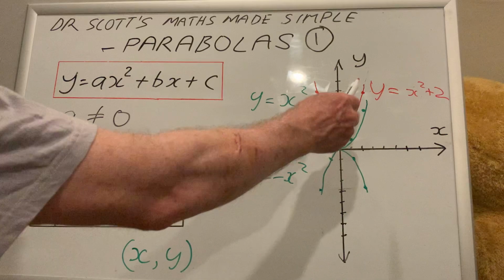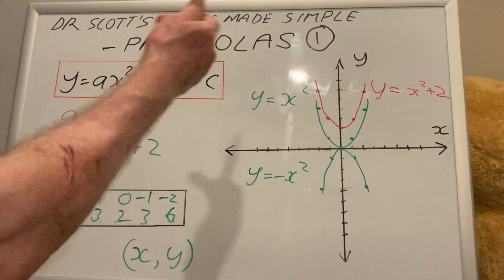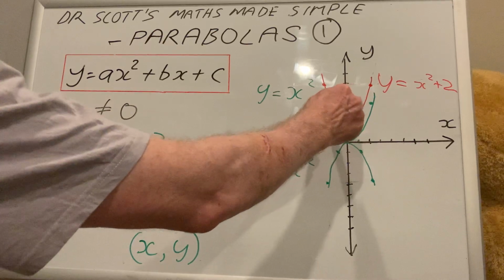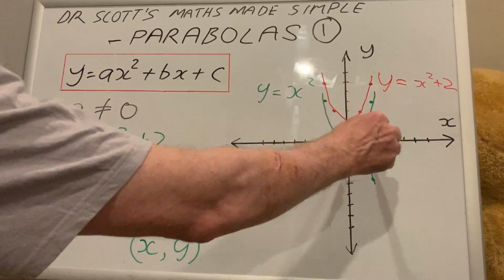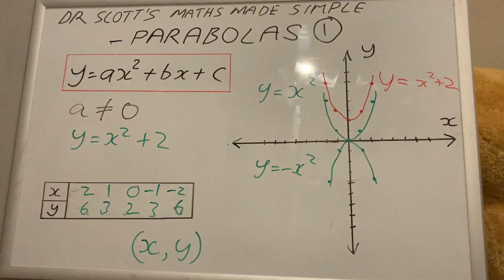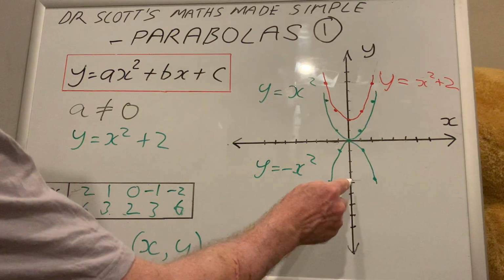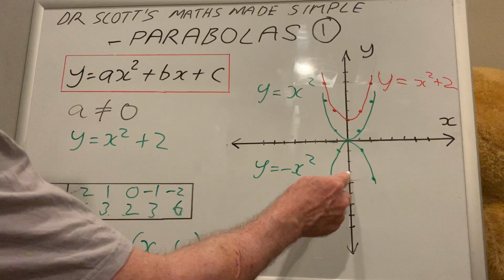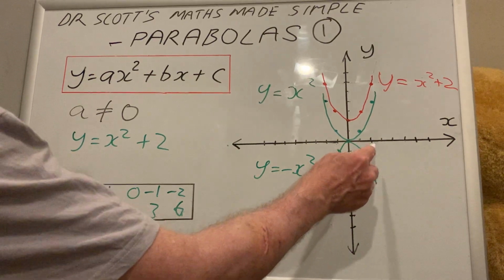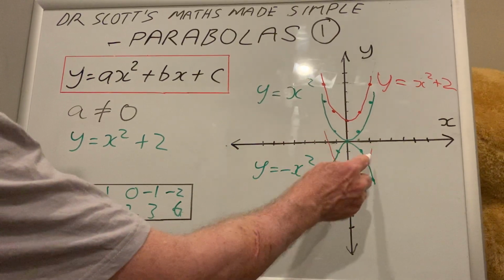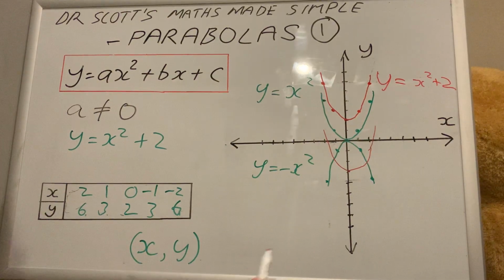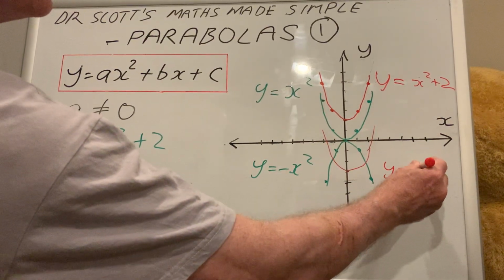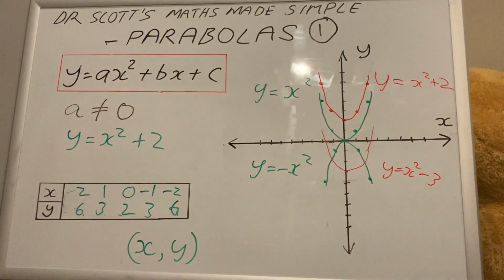What about if we had y equals x squared minus 3? Don't forget this is y equals x squared originally, minus 3. It just comes down to here. 1, 2, 3. And it's the same thing again. It goes up like that, approximately like that. That's y equals x squared minus 3.